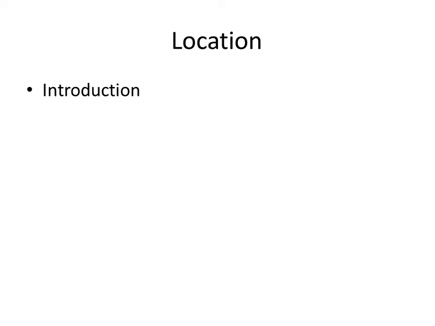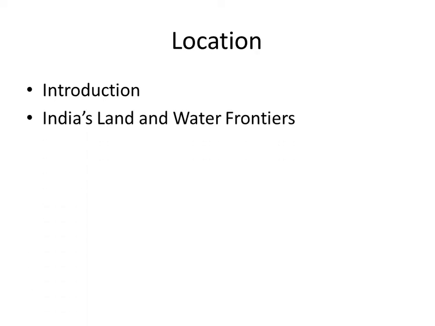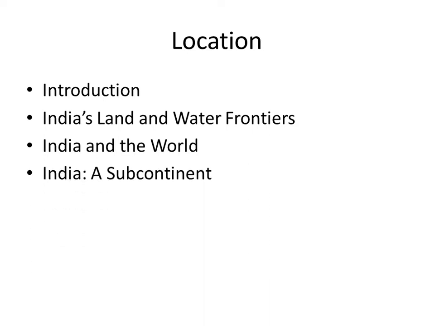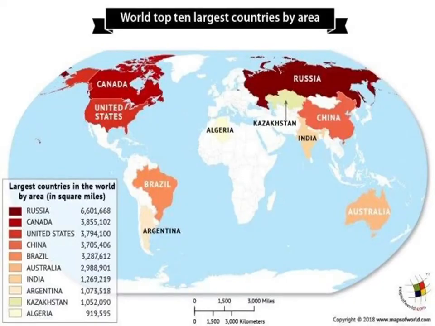In this video we are going to see a brief overview of India's size and location, and India's land and water borders. Frontiers means borders. We will see the position of India with respect to the world, and how the Indian landmass lying south of the Himalayas is called a subcontinent along with some neighboring countries. We will also see the latitudinal and longitudinal extent of India, and why we have Indian Standard Time and how. Let us go to the topic.